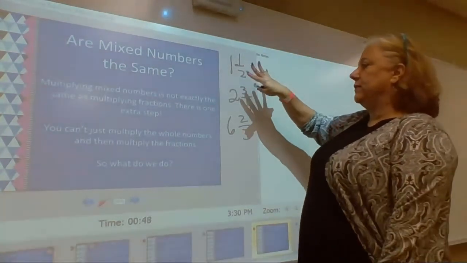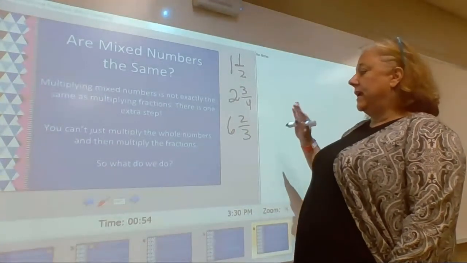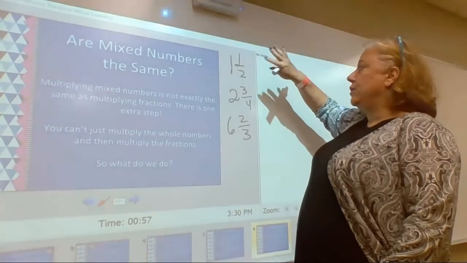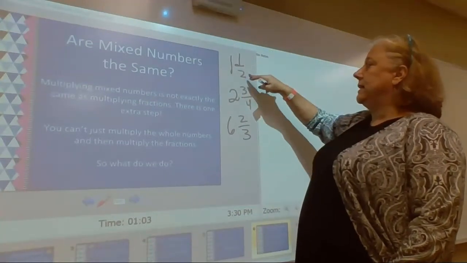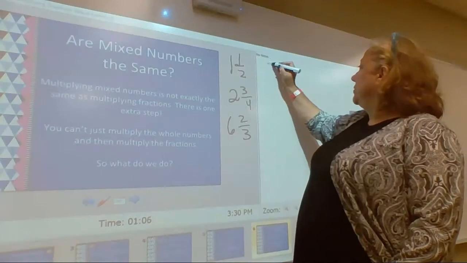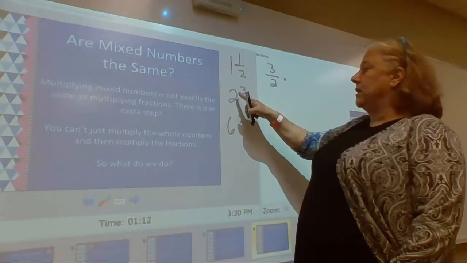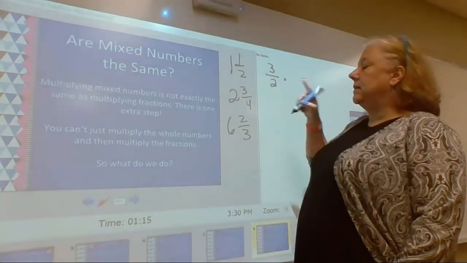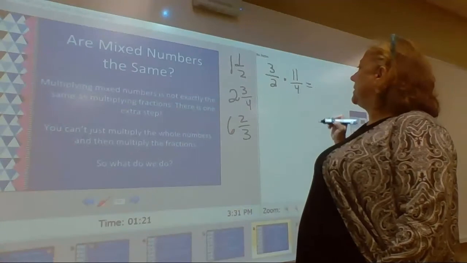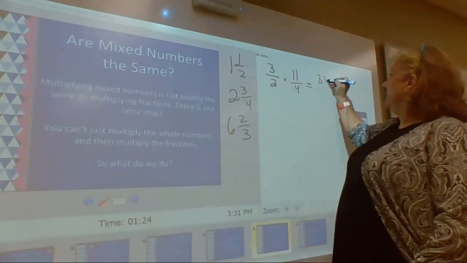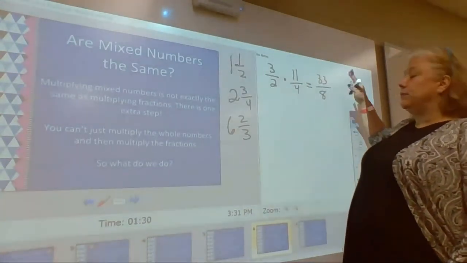The first thing you need to do with your mixed fraction, though, is turn them into improper fractions. An improper fraction is a number where your numerator is larger than your denominator. So to change this into an improper fraction, I would say 1 times 2 is 2, plus 1 is 3. So this would be 3/2 times, and then we're going to do this one, so that'd be 2 times 4 is 8, and 8 plus 3 is 11, so it'd be 11/4. So if we work these out, it would be 33/8.